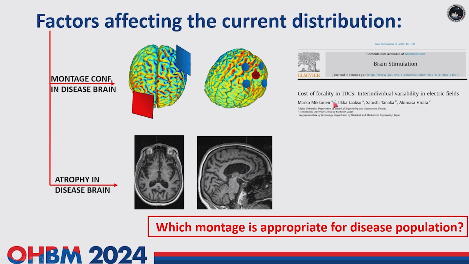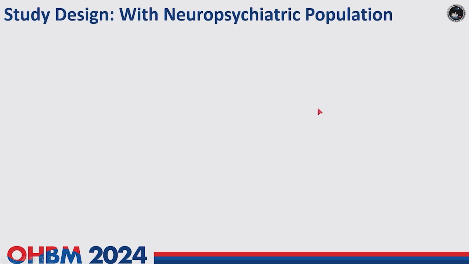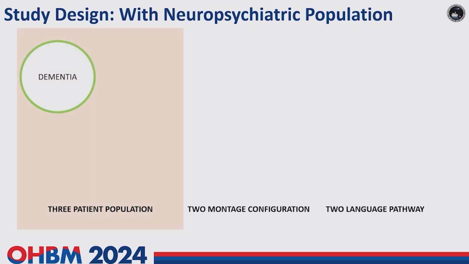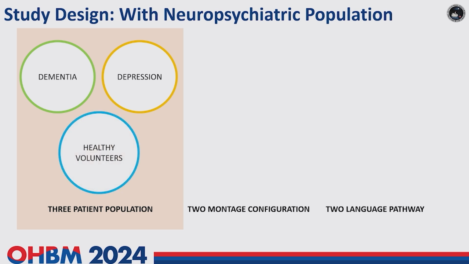To answer this question, we designed a study in which we took a neuropsychiatric population. Two groups we took: one is a dementia group, another one is depression. And we included healthy volunteers for comparison. Why we took dementia? Because it significantly shows high atrophy, whereas in depression it is very unlikely to be seen.